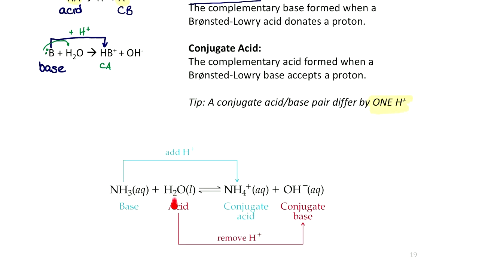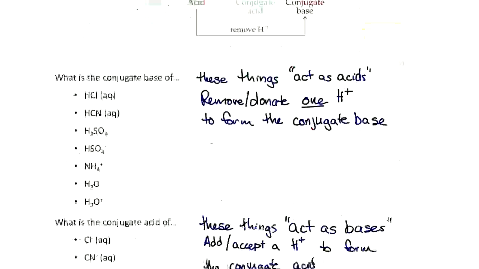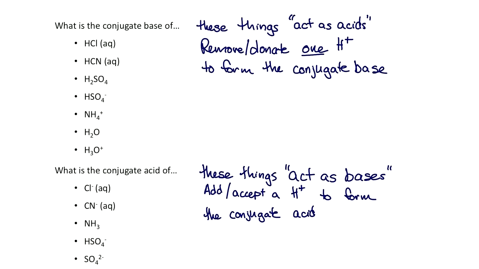So water and hydroxide are related. We have acid, conjugate base, and then ammonia is our base. It has that conjugate acid where you add an H plus. Okay, so let's do some examples, all right?